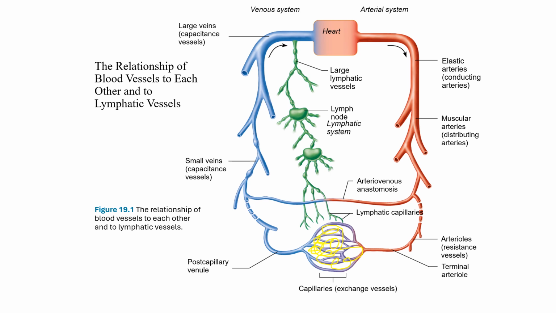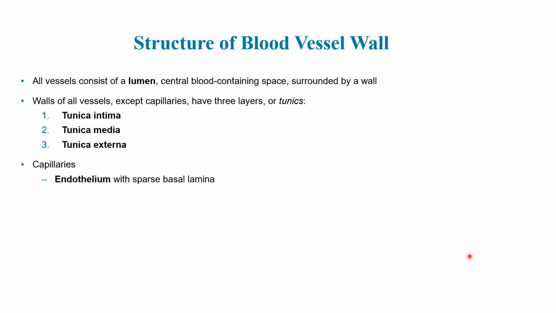Now let's go over the structure of the blood vessel wall. We know that all the vessels have a lumen, because they are going to carry the blood. That lumen is surrounded by a wall. These walls are made up of 3 layers. The innermost layer is known as the tunica intima. Then there is tunica media. Then there is tunica externa.